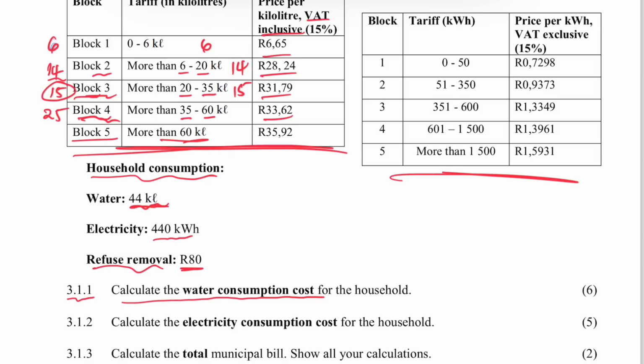And block 4 is for 25, but you're remaining with 9. It's going to be 9 there. Just to double check that you are right, add these numbers and see if you get 44. It must be equal to 44. So you say 6 plus 14 plus 15 plus 9. It must give you what? 44. Okay, now let's go and calculate 3.1.1.